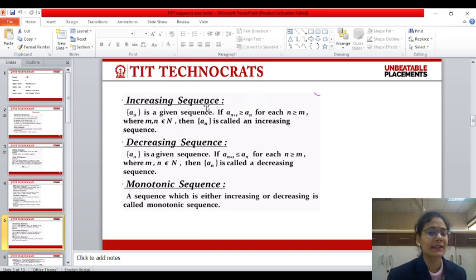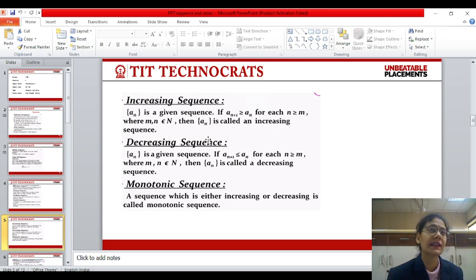Now here, increasing sequence. Increasing means whenever we have such a kind of sequence that the previous term is lesser than the next term. Preceding terms will always be lesser than the next term. Such kinds of sequences are known as increasing sequences. Here an is a given sequence. So if a(n+1) is greater than an, that means if a5 is greater than a4, a6 is greater than a5 and a7 is greater than a6, for each n greater than or equal to m, then the sequence is called an increasing sequence.